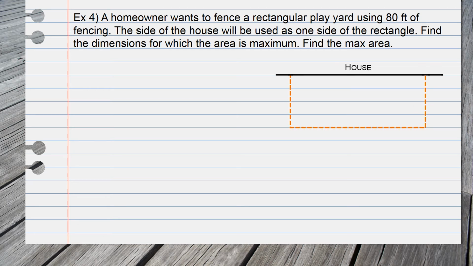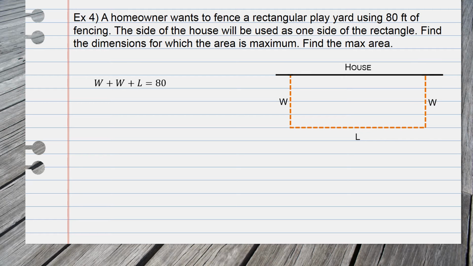Now, we have the shape of it, but we need to label it. Notice we have a width, we have a length, and we have a width. There's only 3 sides to use the fencing because the house is providing one side of the rectangle. Now, notice it says we have 80 feet of fencing. That means together I have the width plus the length equals 80.